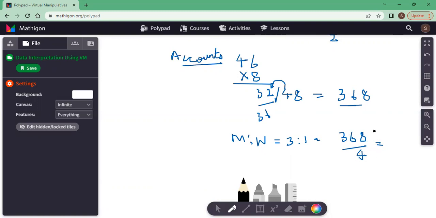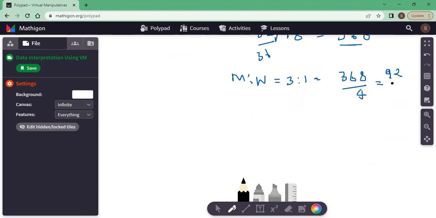So what happens here? 4 9s are 36. 4 2s are 8. So 92 women work here. And how about males? How about the number of men? 92 into 3. That's all. 92 into 3. 3 2s are 6. 3 9s are 27. That's all.